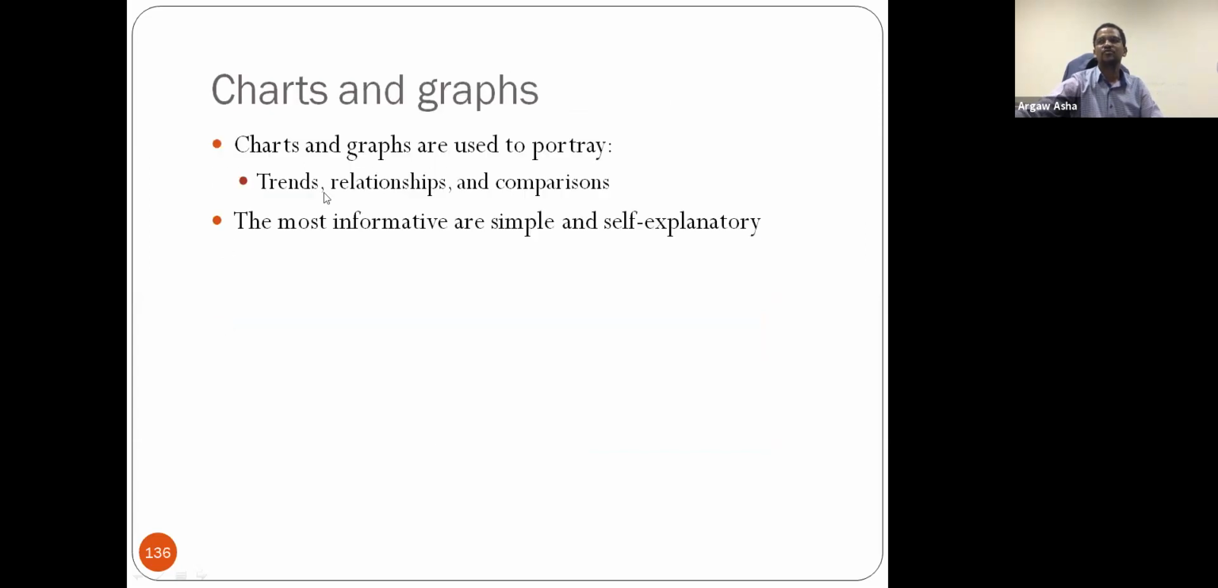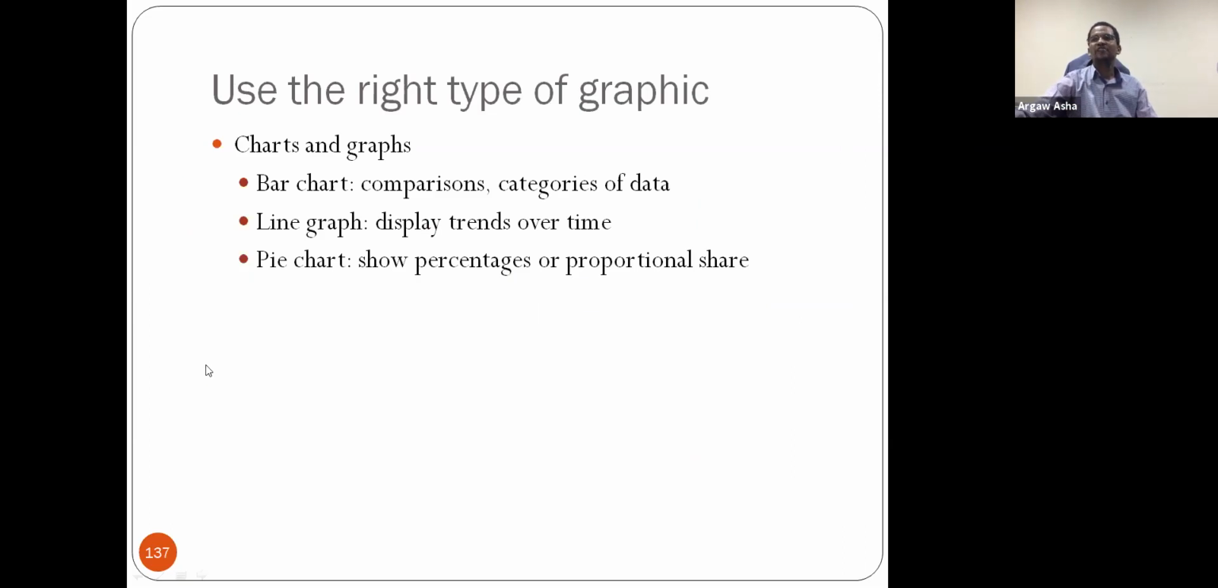Charts and graphs are used to portray trends, relationships, and comparisons when you compare, or if you are giving some information as simple and self-explanatory, it will give us charts. So we have charts and graphs like bar chart. Bar chart is for comparison whenever you are comparing the data. Line graph displays trends. What does the trend look like? If it is a pie chart, it shows the percentage or proportional shares.